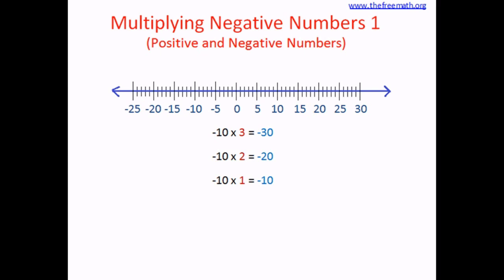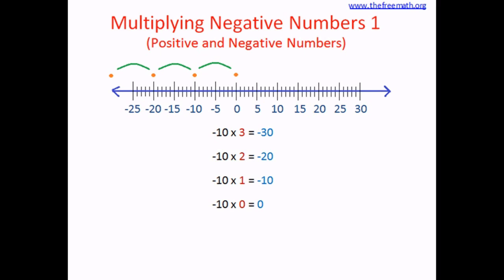So what would be the next thing? 0. So if you multiply negative 10 by 0, anything multiplied by 0 is 0. So the answer is 0. So the multiplier I am reducing by 1. And what happens to the product? Let's see what our answers are. The first answer was negative 30. On the number line, it was somewhere here. Then the next one was negative 20 here. Then the next one was negative 10. So it was here. And the latest answer, negative 10 multiplied by 0 is 0, which is here.